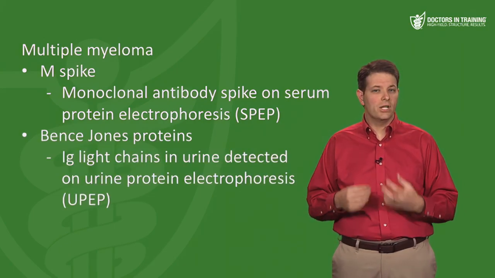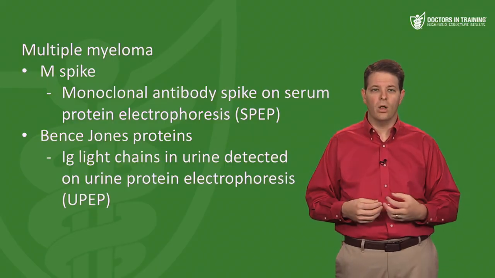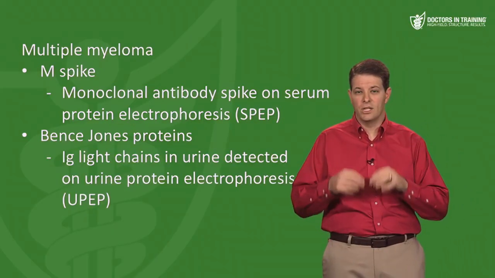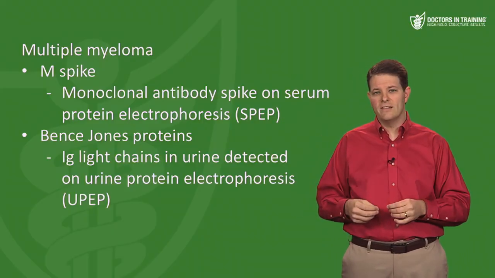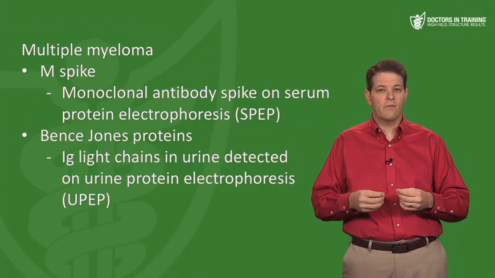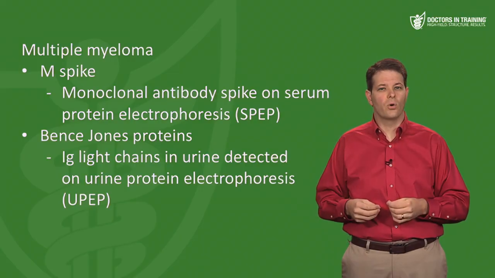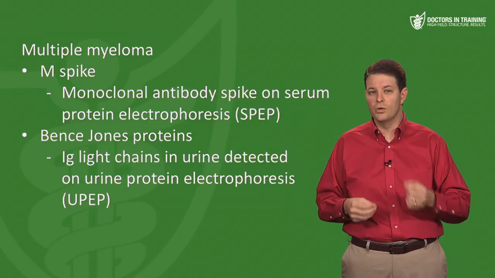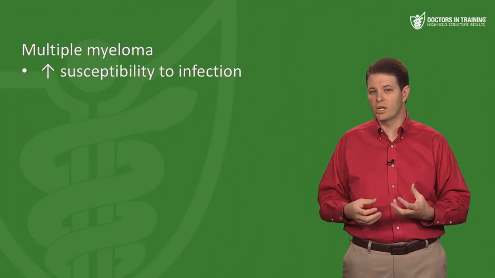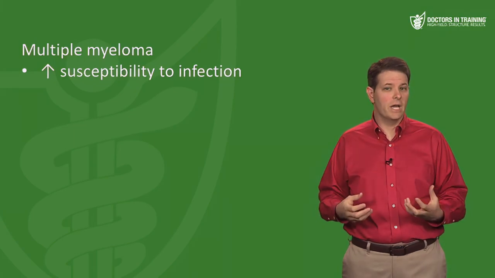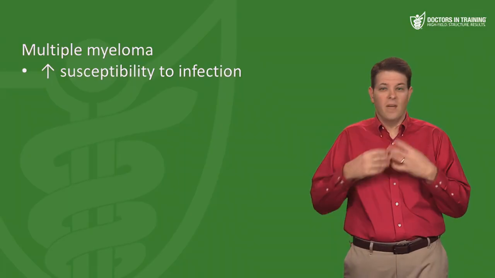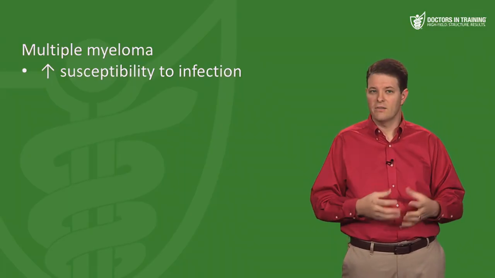And those immunoglobulin light chains also spill into the urine, which we call Bence-Jones proteins. And note this: even though you have these immunoglobulin light chains in the urine, on urinalysis you do not see elevated protein. On your regular UA, you don't see elevated protein. To check for the presence of Bence-Jones proteins in the urine, you have to order a urine protein electrophoresis, or UPEP. Now, myeloma patients have increased susceptibility to infection because even though they make a ton of IgG antibodies, they aren't necessarily the right antibodies, and there's decreased production of healthy lymphocytes and healthy granulocytes to fight infections.